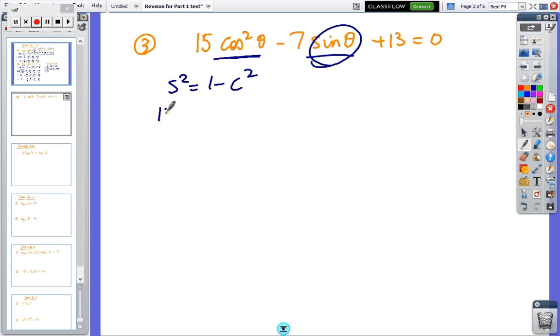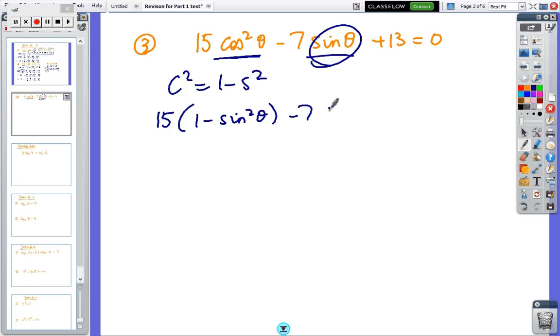So I've got 15. Oh no, I want to go the other way. So it's cos squared. Hang on. Cos squared equals 1 minus sine squared. I want to turn it to sine squared. So 15 bracket 1 minus sine squared theta minus 7 sine theta plus 13 equals 0.